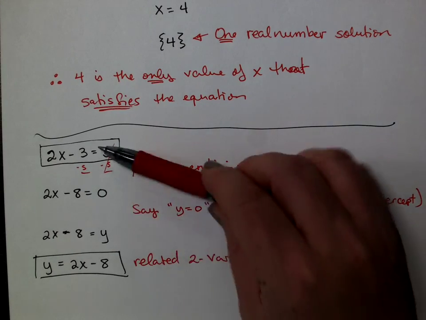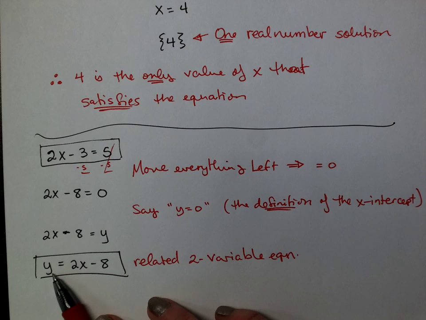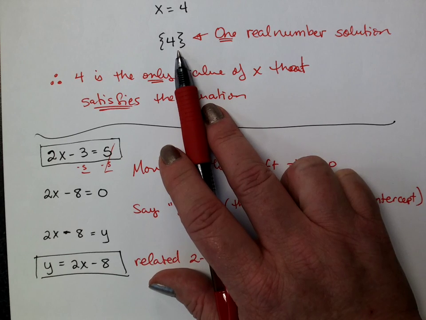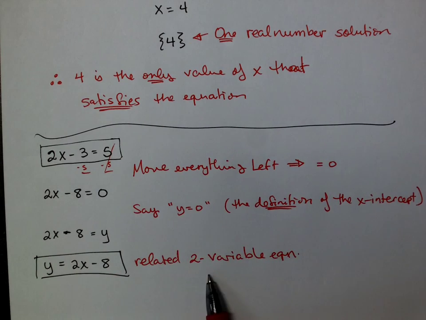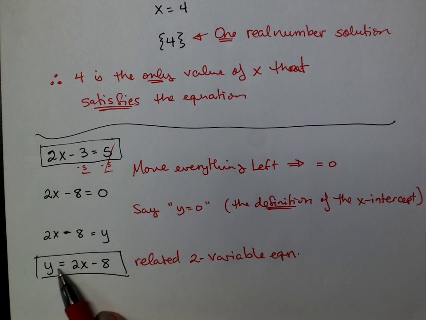So that is all we're doing here. This is the related two variable equation. Here, once it's in this form, y could be anything. If we make y equal to 0, then we're finding that one very special point. But when we turn it into its related two variable equation, make it equal to 0 and then just substitute y, now y could be anything. Plug in an x, get a y. Plug in a different x, get a different y.